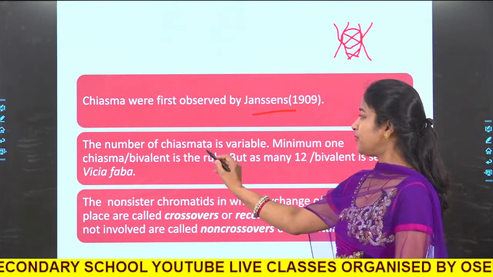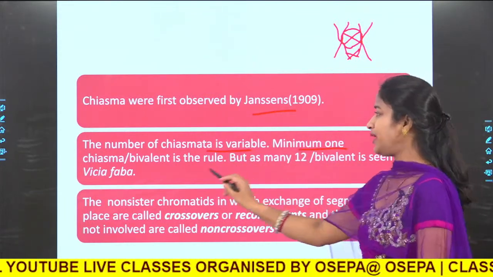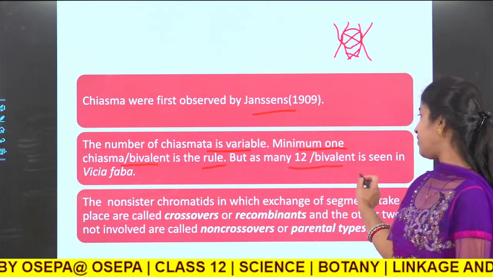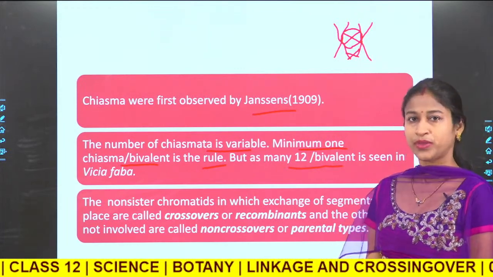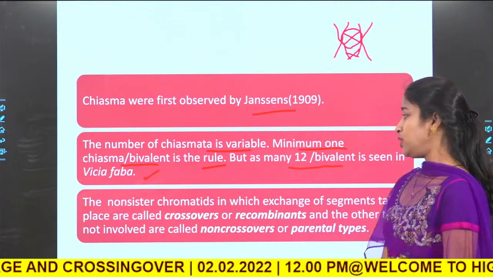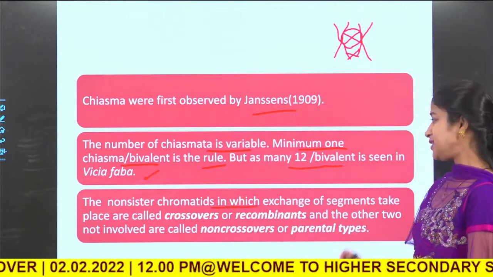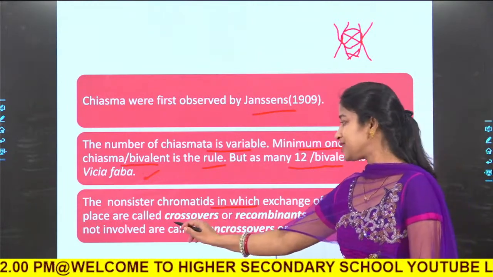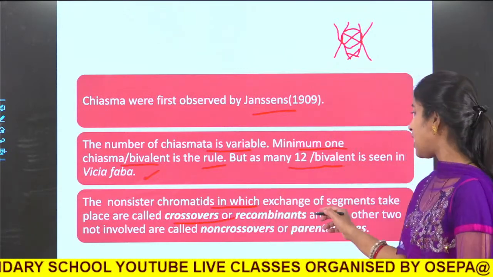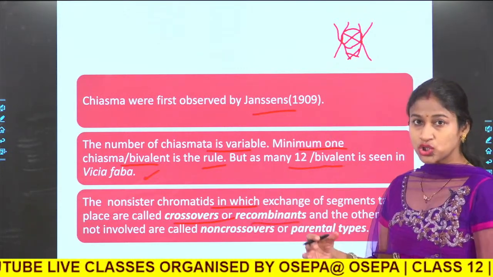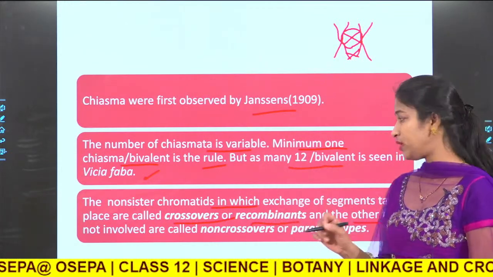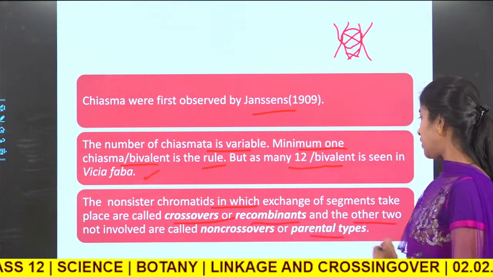So, here the number of chiasmata is variable. Minimum one chiasma per bivalent is the rule, but as many as 12 per bivalent is seen in Vicia faba. Okay. This is one of the members of the Fabaceae family. So, the non-sister chromatids in which exchange of segments takes place are called crossovers or recombinants. And the other two which are not involved are called non-crossovers or parental types.